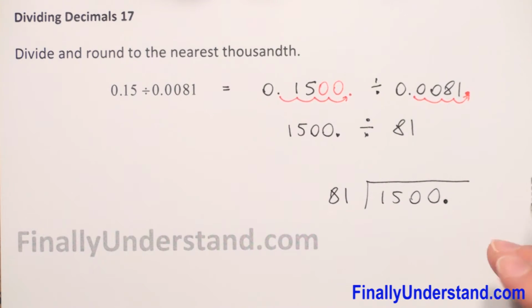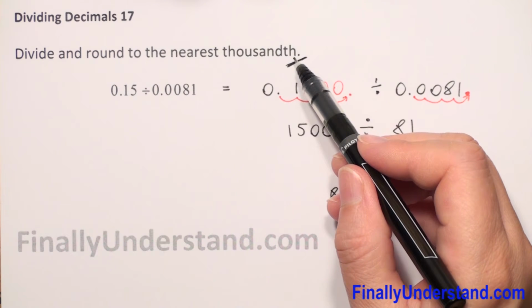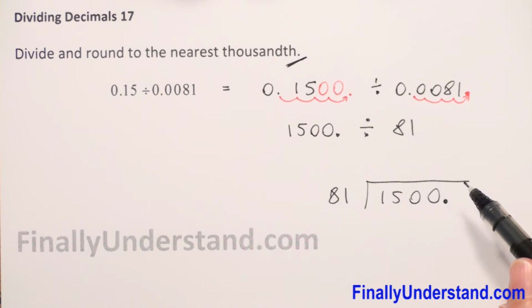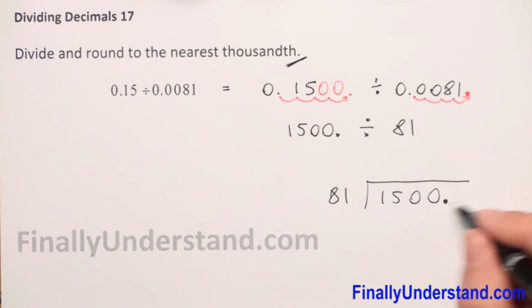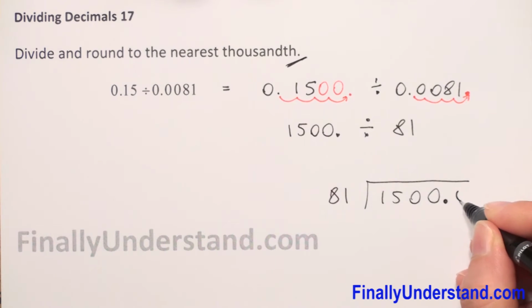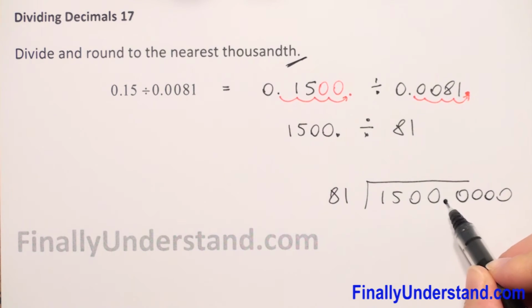What else? Because we need to round our solution to the nearest thousandth, so this is the 3rd digit after the decimal point, and we need 1 extra digit to do rounding, so I need 4 digits after the decimal point in our dividend. So I add extra zeros in our dividend, after the decimal point of course. When I add zeros after the decimal point, it doesn't change the number.